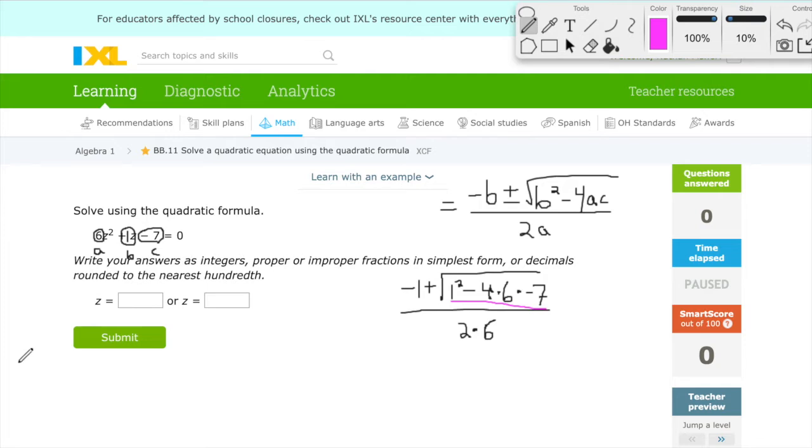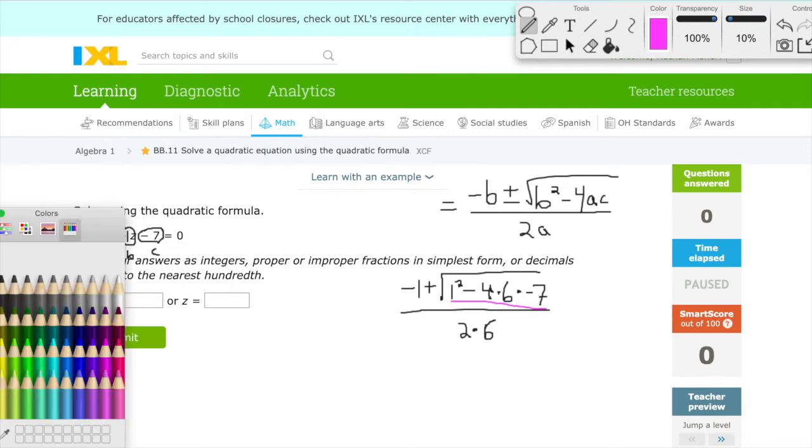1 squared is 1 minus 4 times 6 times negative 7 would be a negative 168. Got to remember what happens when you subtract a negative. That's like adding, so 1 plus 168 would be 169. So now that we have that number, let's kind of flip back to what we were doing.